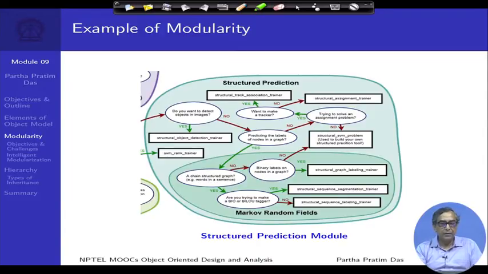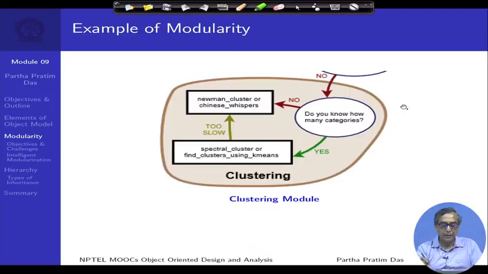Again, the specifics of this are in the domain of machine learning. So, it is not expected that you will understand it, and that is also not the requirement. I am just trying to show that these are the different kinds of modules that a complex system can have.